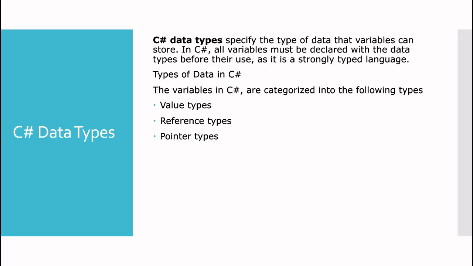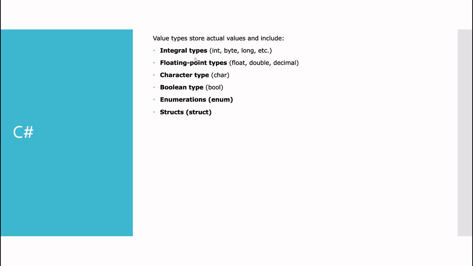When you declare, you can see there are different value type data types: integral types like integer, byte, long; floating types: float, double, decimal; character type, char; boolean type, bool; enumeration type, enum; and structs, structure. So these are the value type data types.